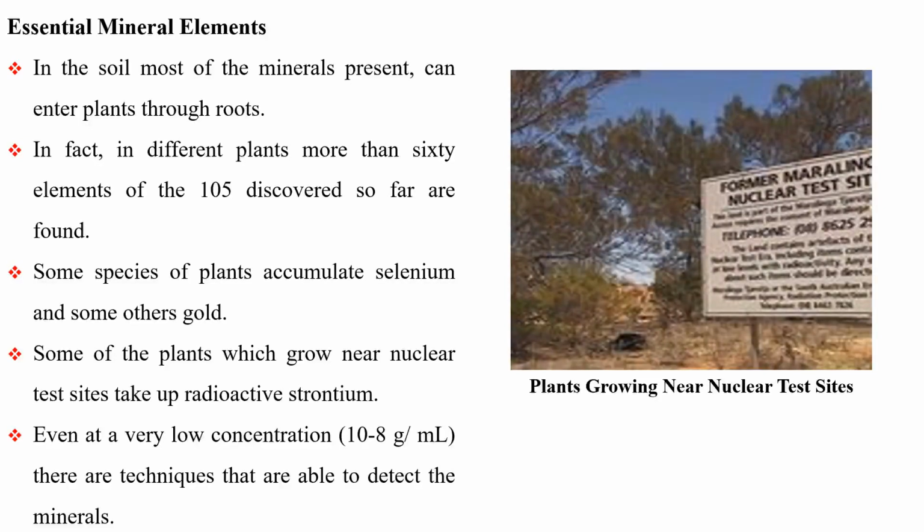Essential mineral elements. In the soil, most of the minerals present can enter plants through roots. In fact, in different plants, more than 60 elements of the 105 discovered so far are found. Some species of plants accumulate selenium and some others gold. Some of the plants which grow near nuclear test sites take up radioactive strontium. Even at a very low concentration, there are techniques that are able to detect the minerals.